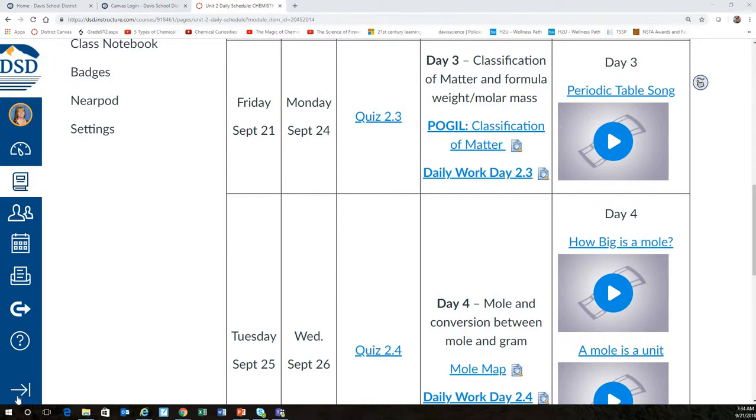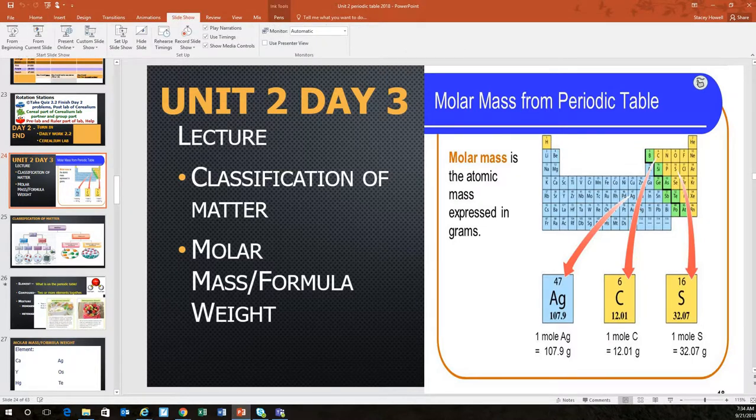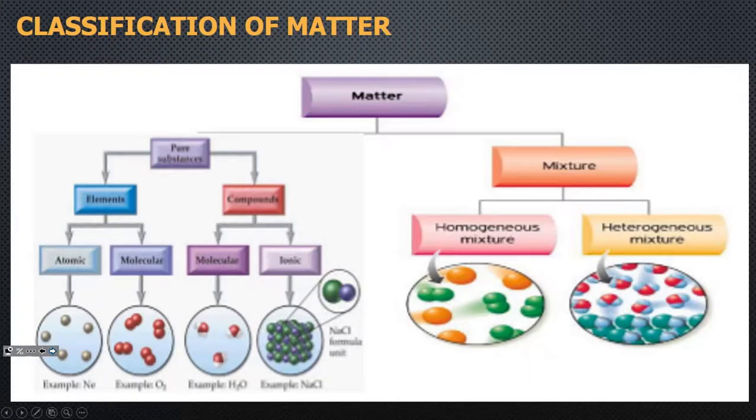All right, so here we go with the lecture for today. Again, today we're going to worry about classification of matter, how to classify different pieces of matter, and the molar mass or formula weight.